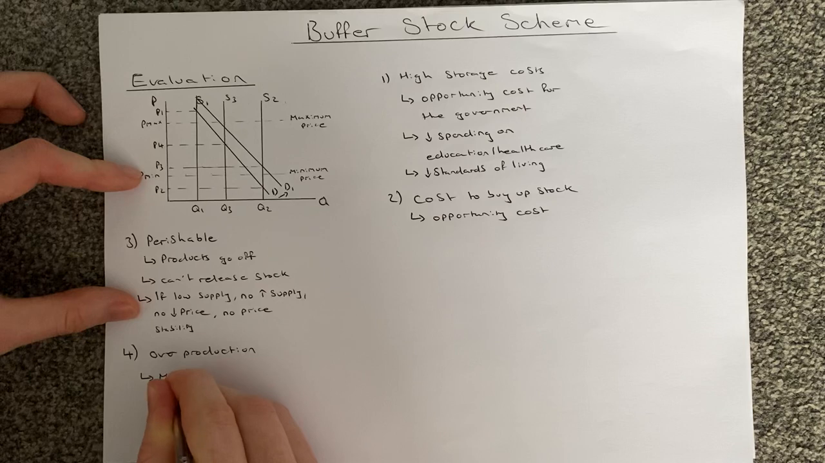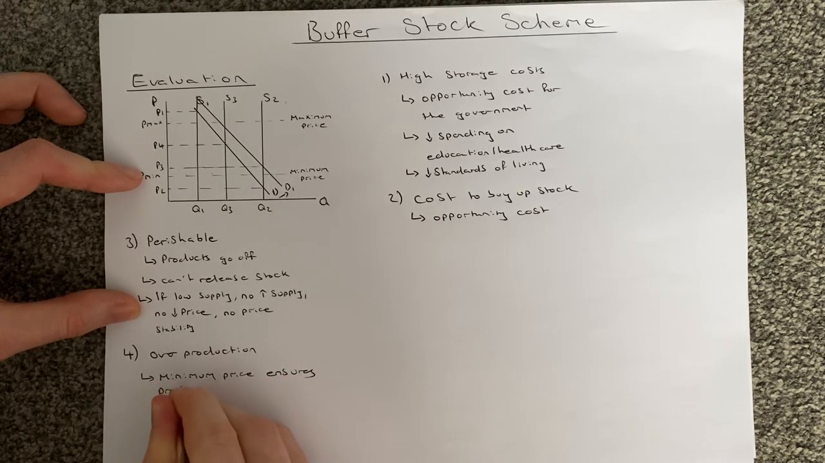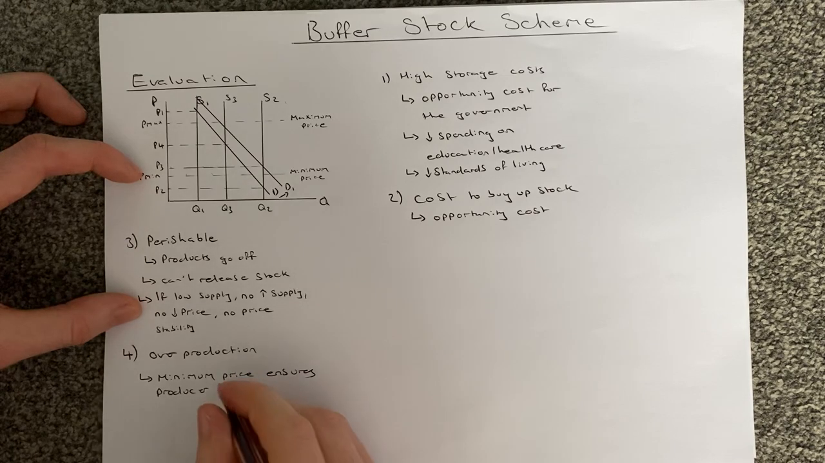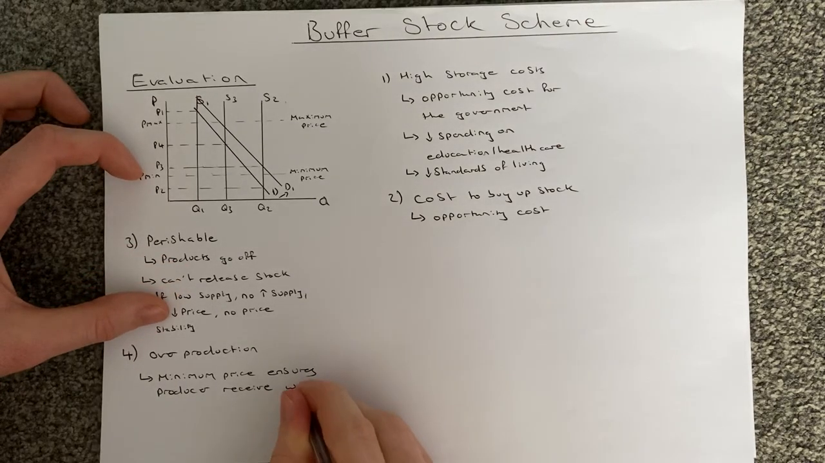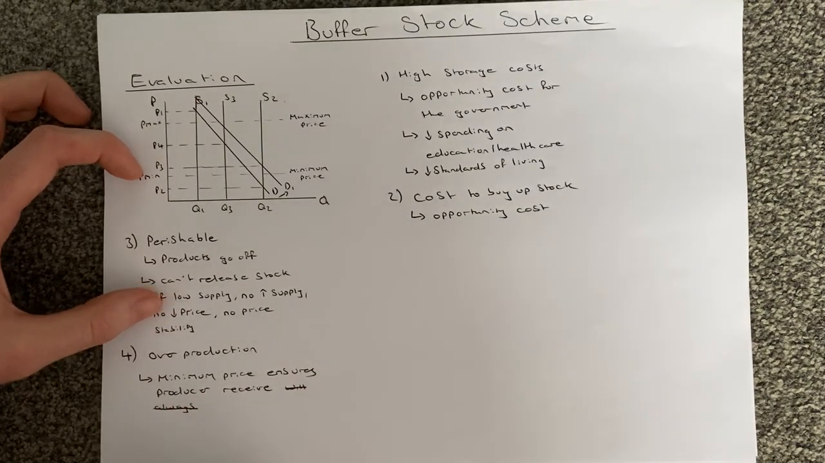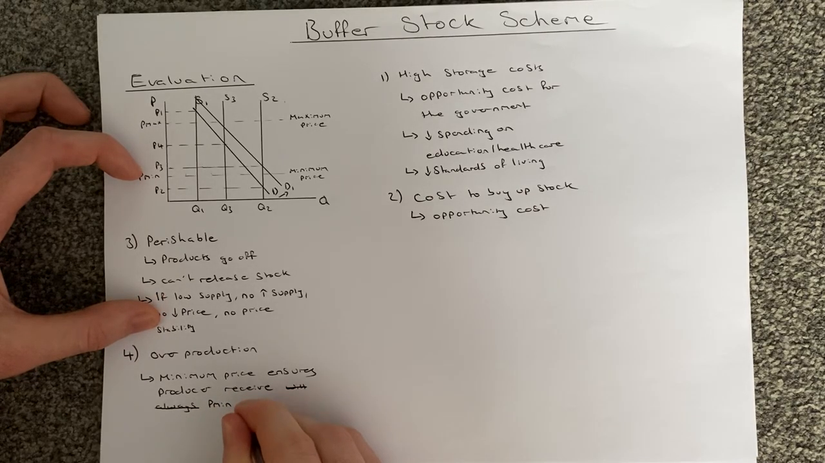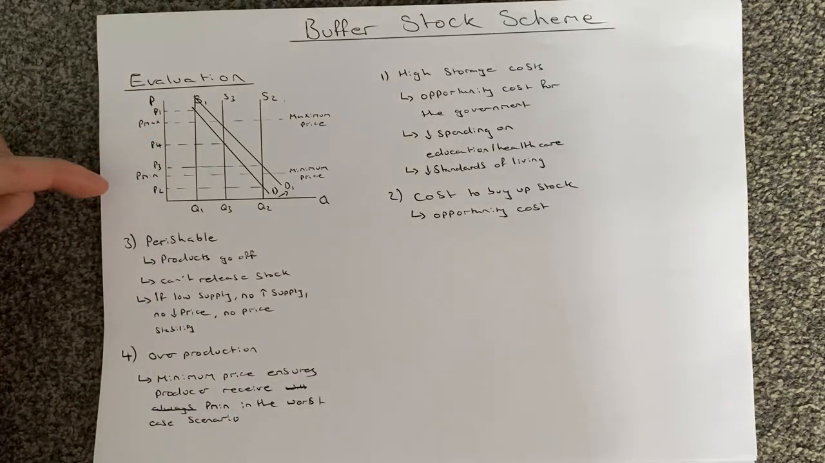So minimum price ensures producers receive Pmin in the worst case scenario. So in the worst case scenario, the producer will get the price Pmin. It could be higher, but it's not going to be higher than Pmax. But they always know they'll get Pmin. So there's incentive, therefore, to keep producing more because they know they'll get that.